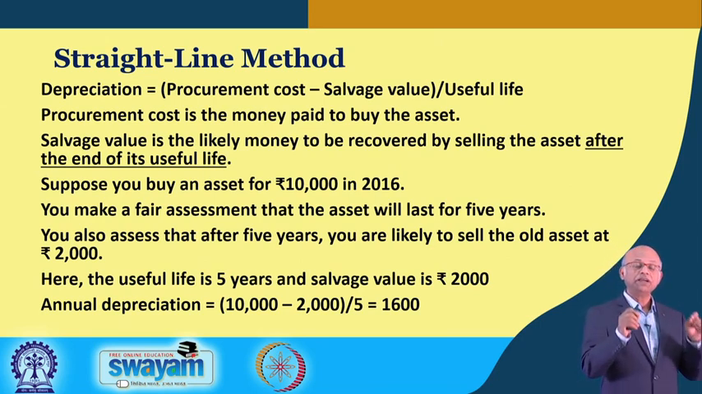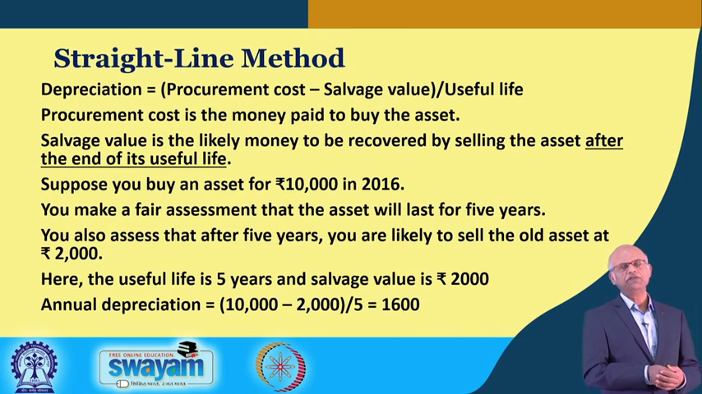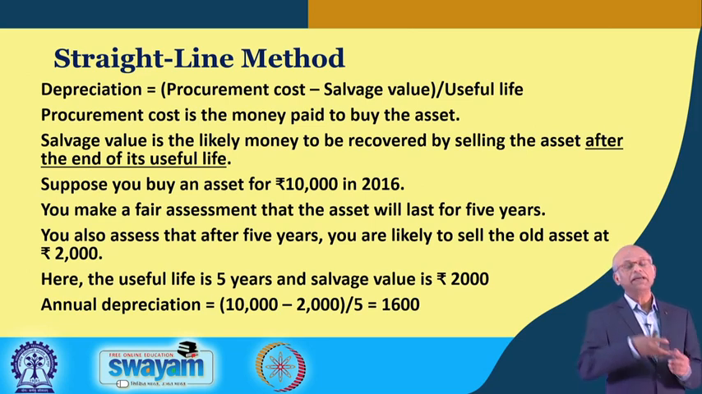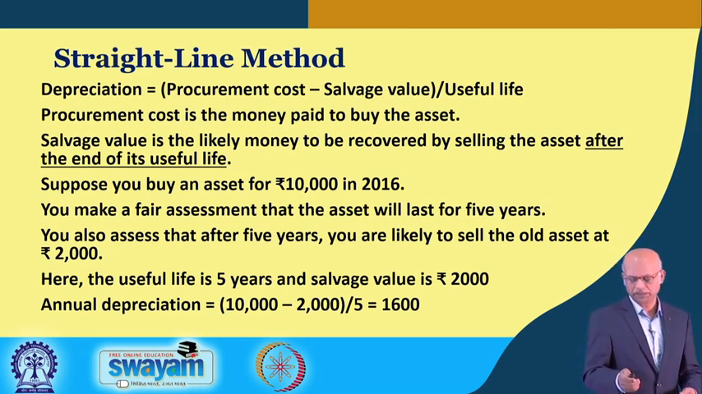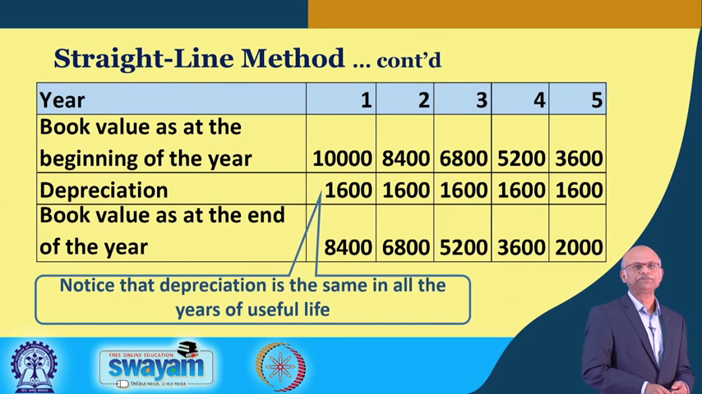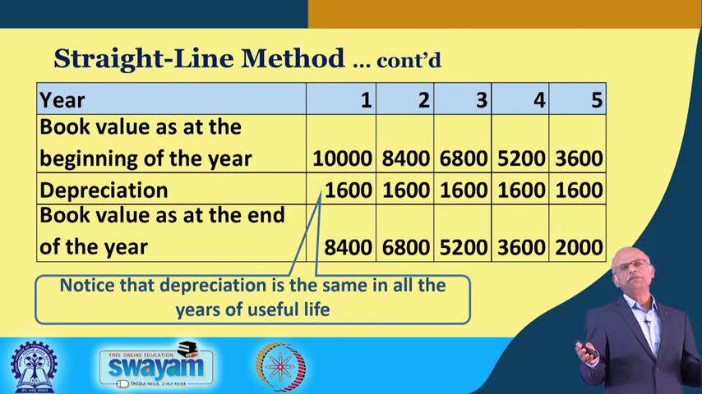Therefore, depreciation every year will be: 10,000 is the procurement cost, 2,000 rupees is the salvage value, becomes 8,000 divided by 5 is equal to 1,600 is the annual depreciation. Now, you will allocate 1,600 rupees every year over these 5 years as depreciation in the profit and loss account. So, starting from 2016, 17, 18, 19, 20, this is the depreciation.